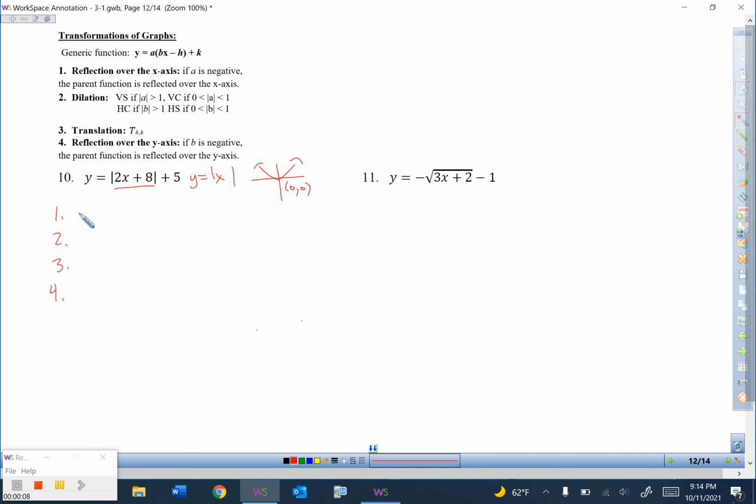First step, nothing new. There's no negatives out front. Step 2, nothing new. We're going to look at this 2 value. Because it's inside, that means it's a horizontal something, and because it's larger than 1, it's horizontally compressed.